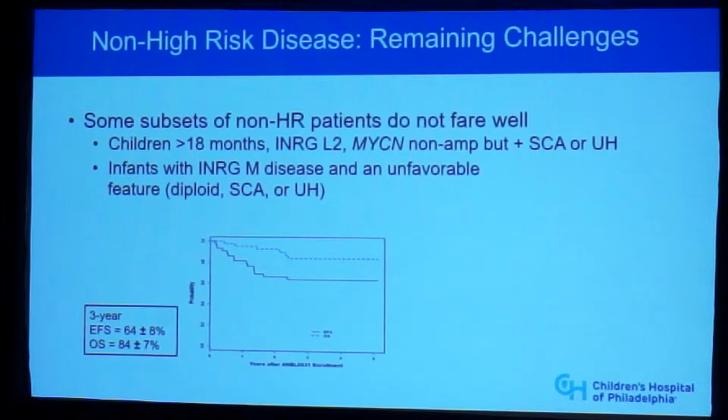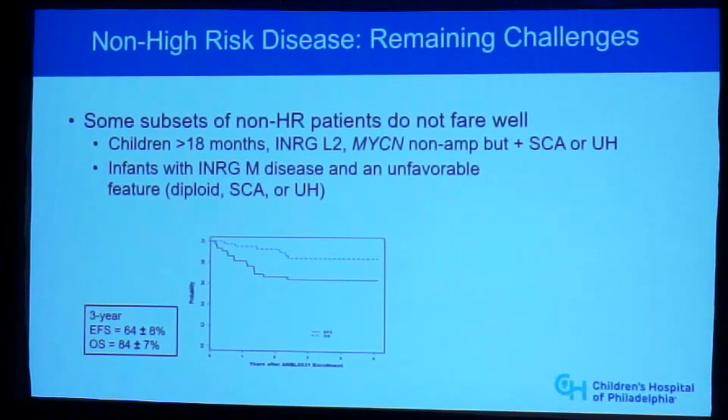The other challenge with these non-high-risk patients is that there still are some subsets of patients who have been designated as non-high-risk who really don't do that well. And so we still have challenges with these patients. I've given a couple of examples of patients. So children over 18 months of age with INRG-L tumor, so image-defined risk factors, yet localized, MYCN non-amplified, but still have an unfavorable biologic feature. And in some groups, those patients are grouped as high risk, but in other groups, they're not. And studying them as a specific group seems very important to sort of sort out, do they need the whole high-risk therapy that I'm about to talk about, or is there some other way to modulate what we do for them?